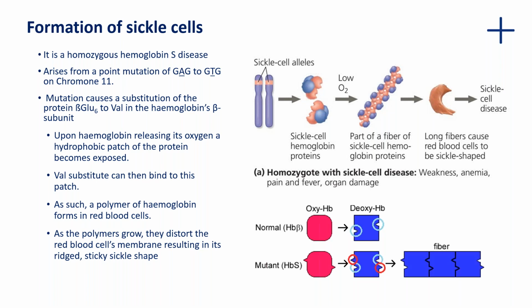So upon the hemoglobin releasing its oxygen, a hydrophobic patch becomes exposed. The valine that has been substituted can then bind to this patch. As such, a polymer of hemoglobin forms in the red blood cells. As these polymers grow, they distort the red cell's membrane, resulting in its rigid and very sticky shape. Next slide, please.